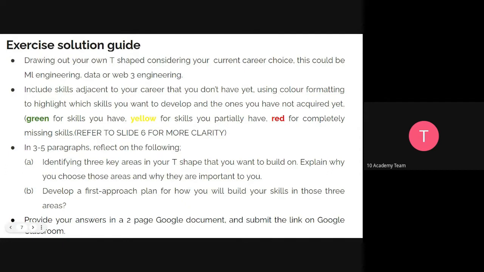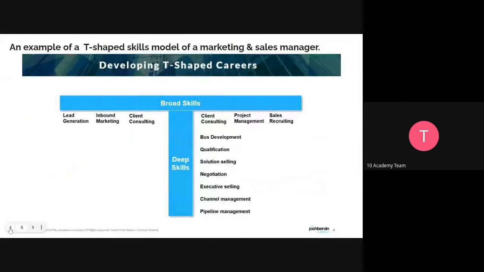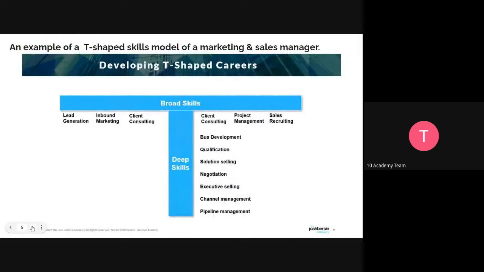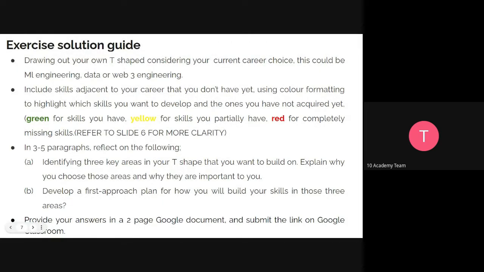It's very simple. So with this exercise, you're required to start with an analysis of 5 core skills. This could be either ML engineering, data, or Web3, of course, with the current career choice that you want. So the 5 core skills could be on the vertical, that is downwards. You can put them here. And then on this breadth of experience, knowledge, and skills, that is across the T-shape, you can put 3 other skills, and you draw out your T-shape. So that is the first thing you're supposed to do.